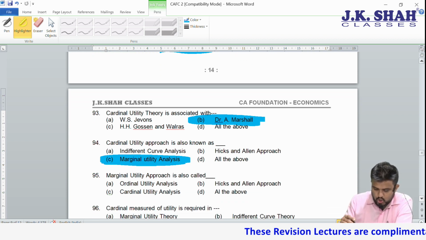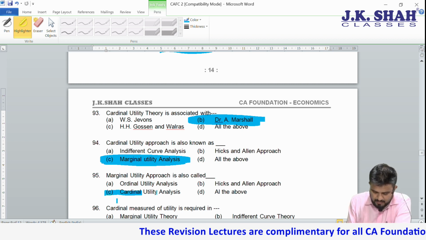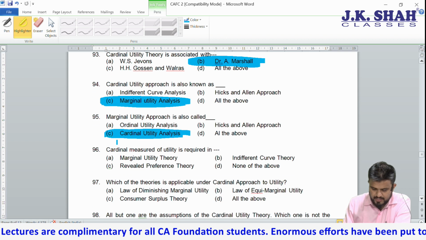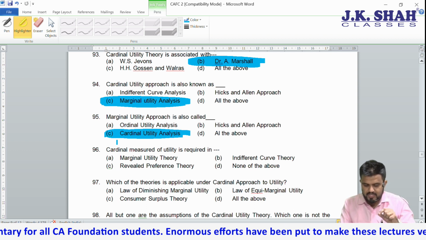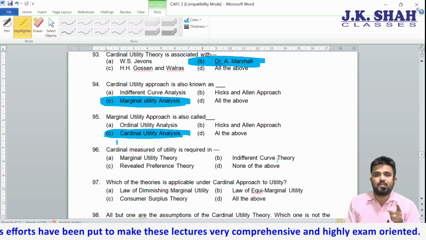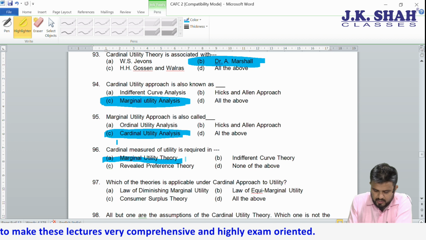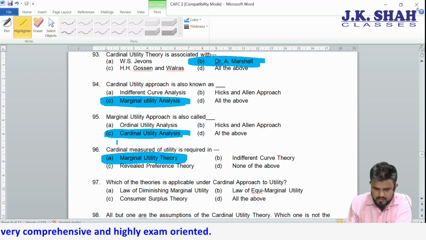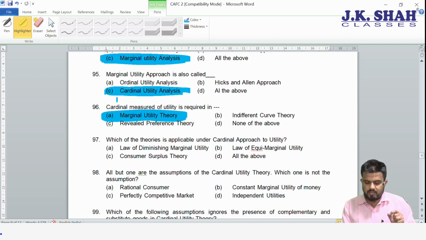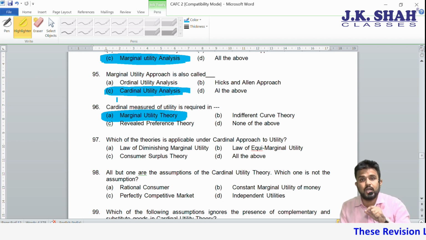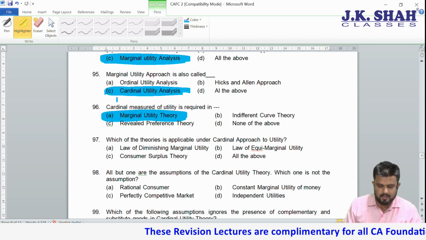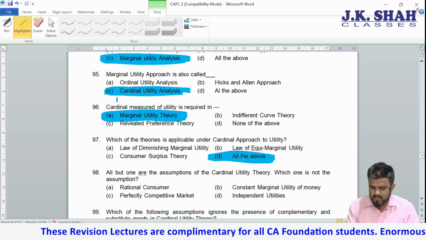Marginal utility approach is also called dash. Again exactly same like the previous one, cardinal utility analysis. Moving to 96. Cardinal measure of utility is required in dash. Indifference curve theory, no. Revealed preference theory, no. Marginal utility theory is most appropriate. So 96 is A. 97. Which of the theories is applicable under cardinal approach to utility? So I told you law of DMU, law of EMU, consumer surplus, all are cardinal. Very simple answer is all of the above.